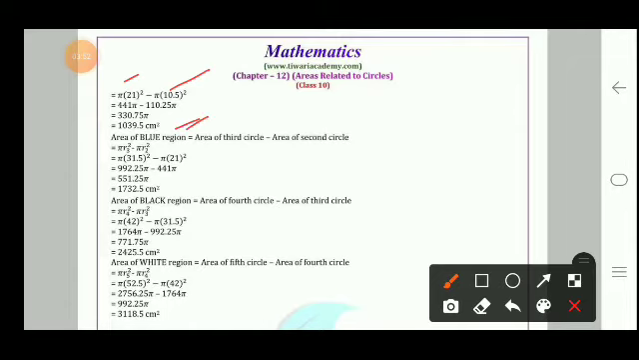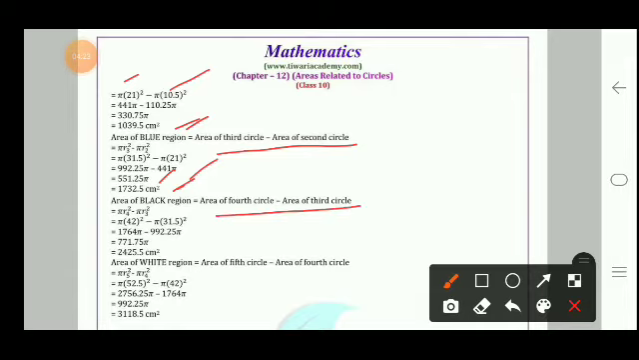1039.5 centimeter square. Then the area of blue region will be area of third circle minus area of second circle, that is pi r3 square minus pi r2 square, which is equals to pi 31.5 square minus pi 21 square, that is 992.25 pi minus 441 pi, which is equals to 551.25 pi, that is 1732.5 centimeter square.